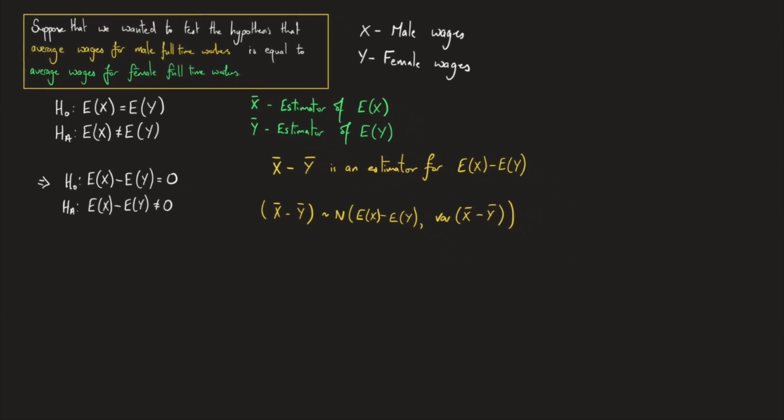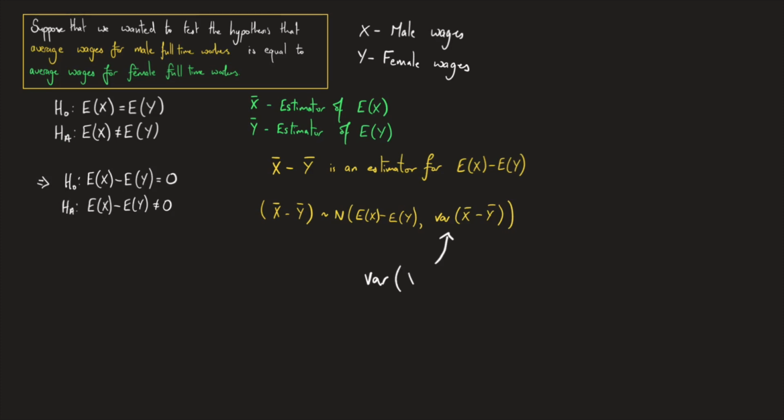Well, the variance is going to be relatively easy to construct if we make one assumption, and that is that the two samples, the male sample and the female sample, are independently drawn from each other. So in other words, if we know the observation of the first male's wages, it tells us nothing about the observation of the first female wages, for instance.